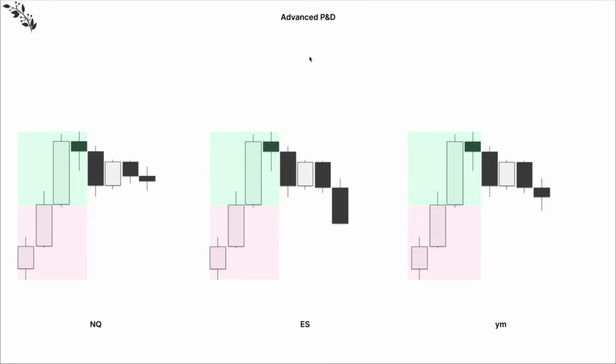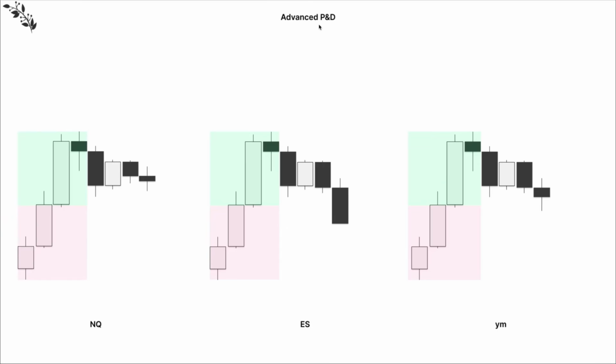In this video, we are going to be discussing advanced premium and discount. Advanced premium and discount is used to gauge relative strength within correlated assets. It is not something that's very mechanical, but it is something that helps you see price from maybe a clearer lens when it comes to terms of strength and weaknesses.